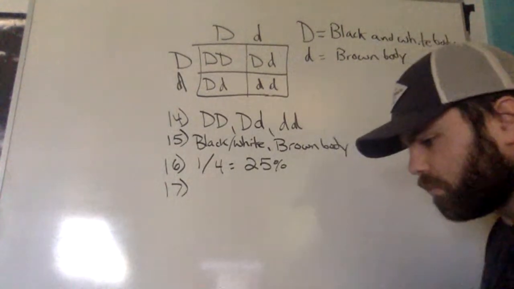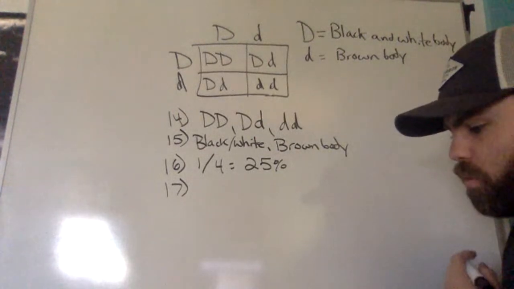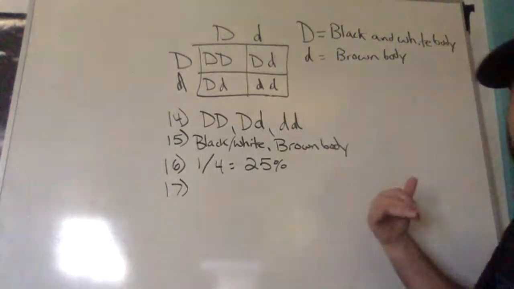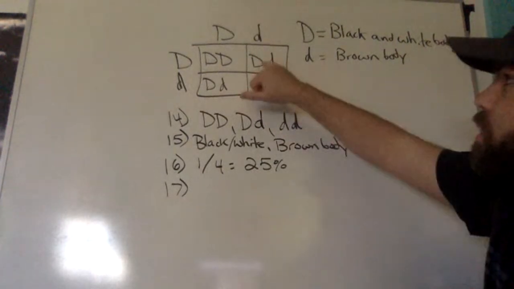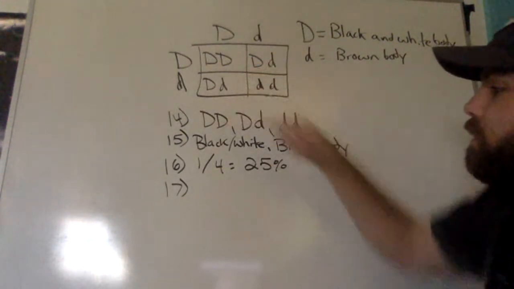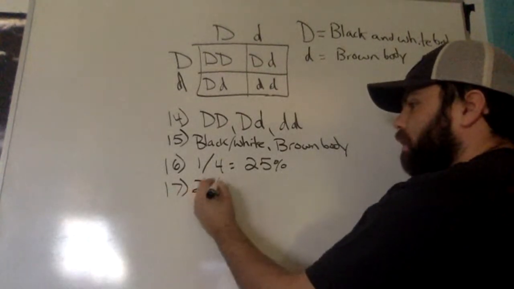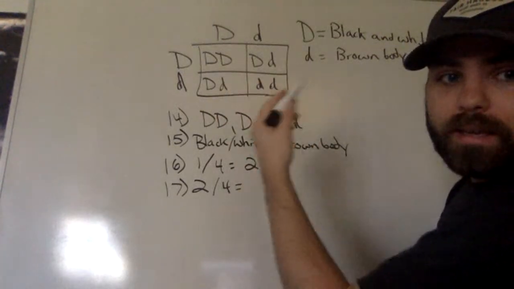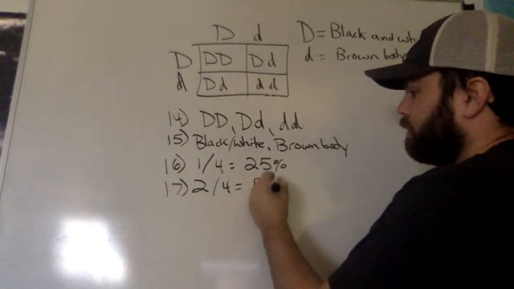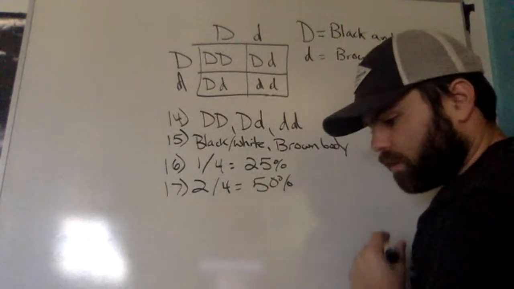What is the percent of the offspring that will be heterozygous? Heterozygous, that is opposite. So you're looking for a capital and a lowercase. You look, there's two of them, capital and lowercase. So it's 2 out of 4. And if each of these boxes is 25%, you're going to have 50%. So that's that one.